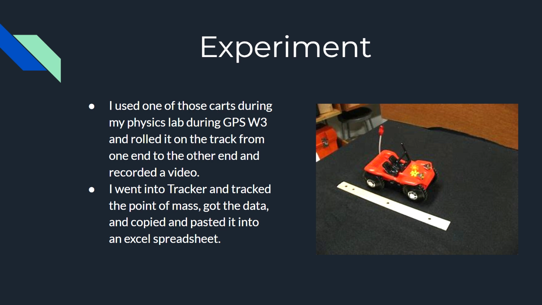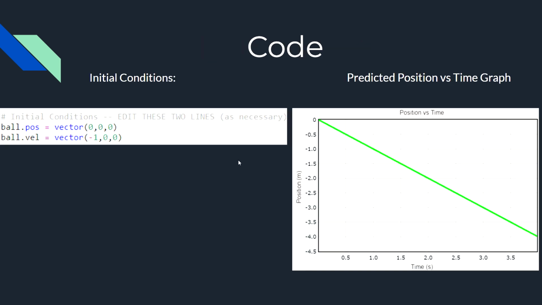Then I went into Tracker, tracked the point mass, got the data, and copied and pasted it into an Excel spreadsheet. For the predicted position-time graph, first I manipulated the starter code given, and as you see on the left, those are the initial conditions. I edited those. For the ball position, I edited the initial condition to be zero, basically meaning that the ball starts at the origin, or the cart in this case.